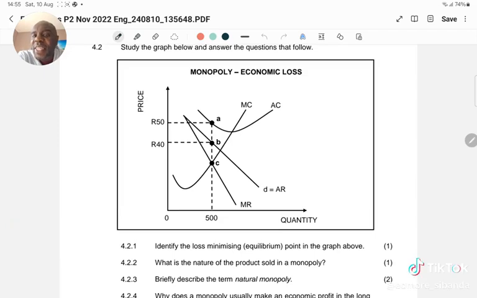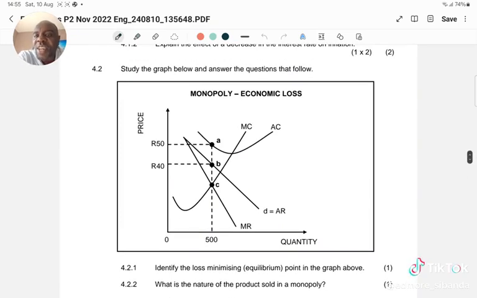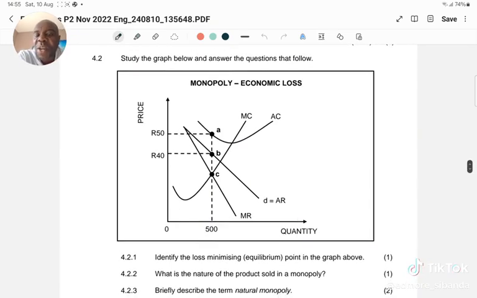Today we are going to be looking at grade 12 economics. We are going to be looking at monopoly as a market structure. Let's look at this question. 4.2, study the graph below and answer the questions that follow. So the diagram is showing monopoly, economic loss of a monopoly.